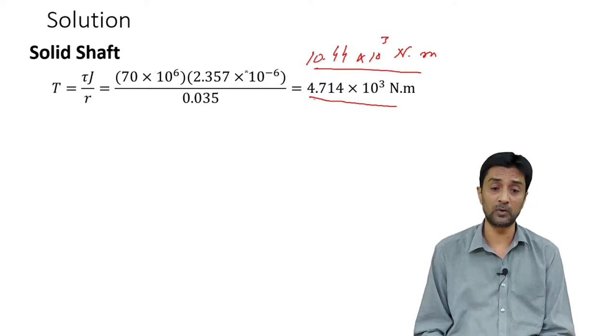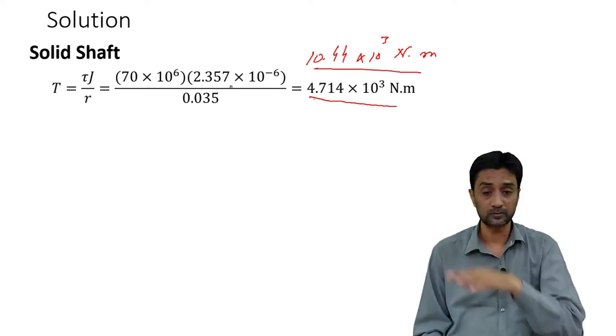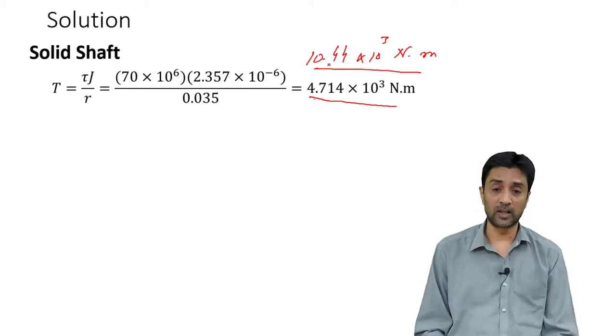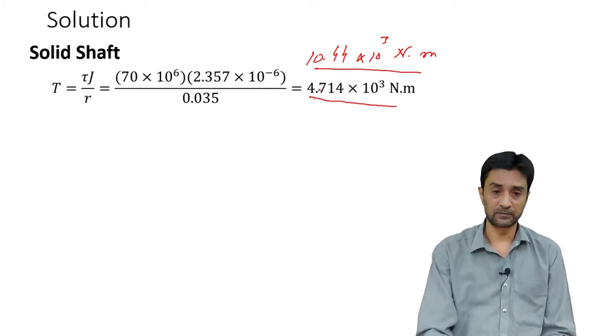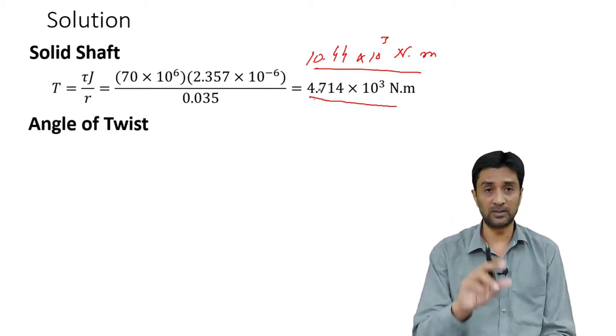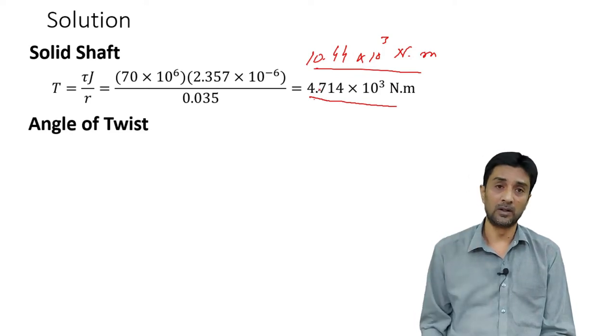You can see that there is no involvement of the length. The only thing that changed here is this polar moment of inertia and the radius, of course. So the amount of torque has been reduced, I think, less than the 50%. So you can see the hollow shaft are much more economical in resisting the torque.